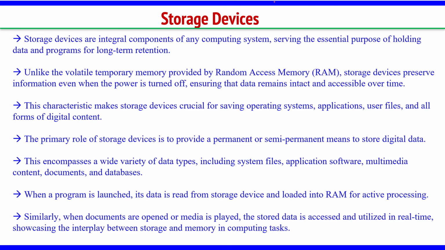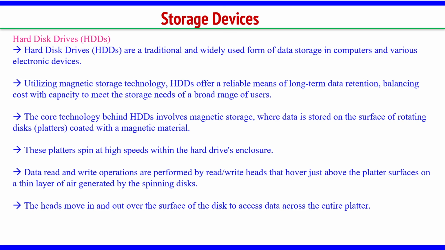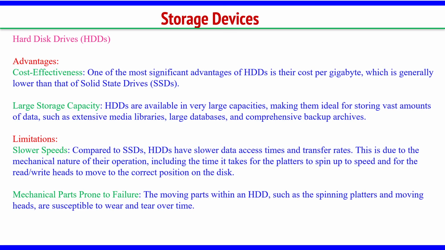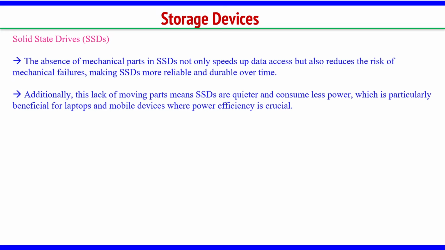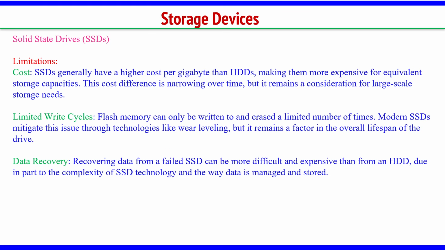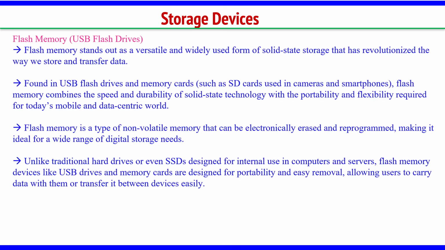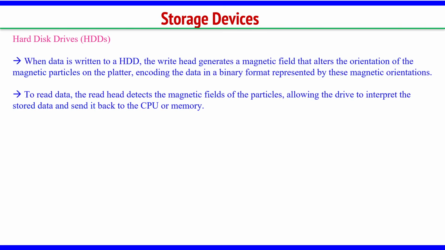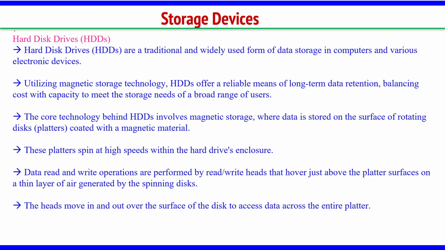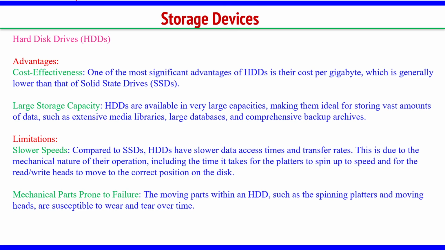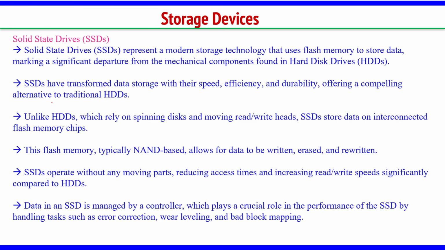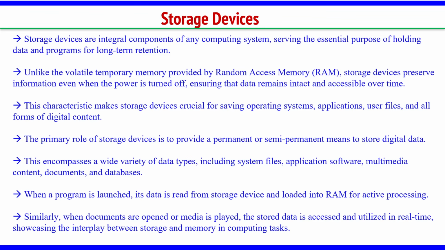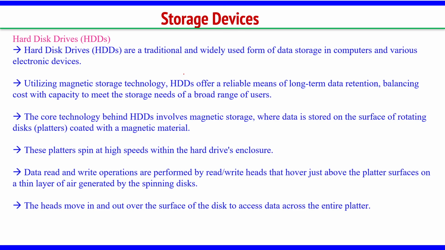So I will just go into the devices. I think you are aware of these storage devices. We have hard disk, we have SSD, solid state drives, and then finally we have flash memory, USB flash drives. These are three types of storage devices. Your laptop, your computer has a hard disk, or the latest computers have SSD, solid state drives. So let's understand what these hard drives and other types of devices are.